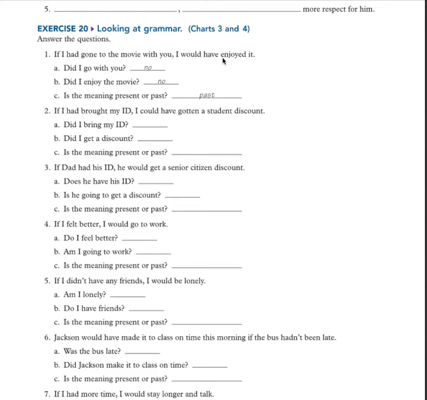So this is unreal. Did I go with you? No. Did I enjoy the movie? No. Is the meaning present or past? Past. Let's do number 2 together.